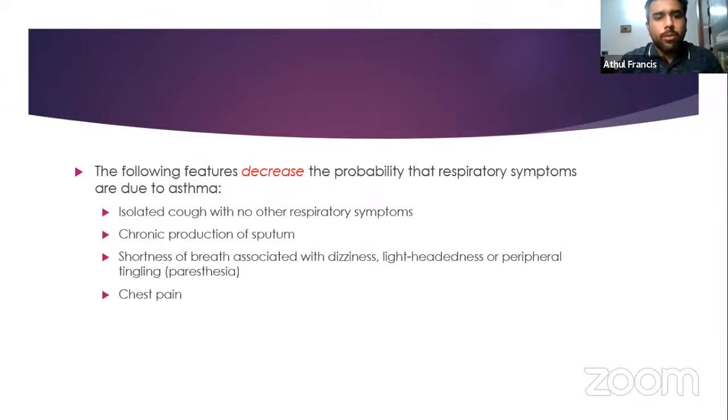Now, when do you say that it is less likely to be asthma? Whenever the patient comes, he gives you the history, and now it's up to you to decide whether it's asthma or COPD. Now, why do you want to differentiate? Because the treatment protocols are completely different. In asthma, you mainly go with steroids, right? It's mainly an anti-inflammatory treatment.